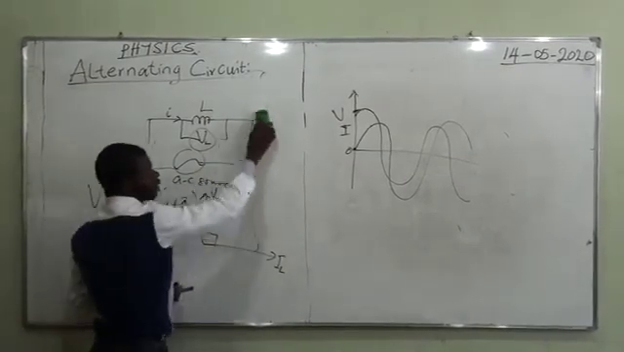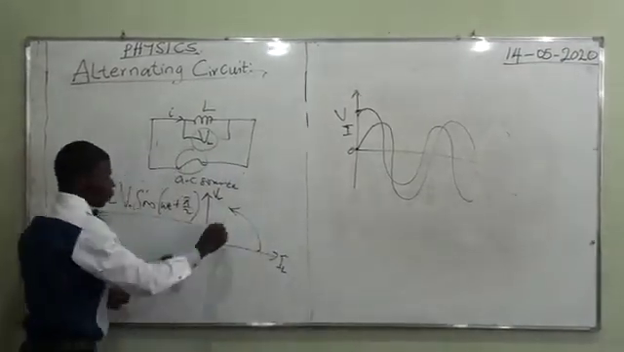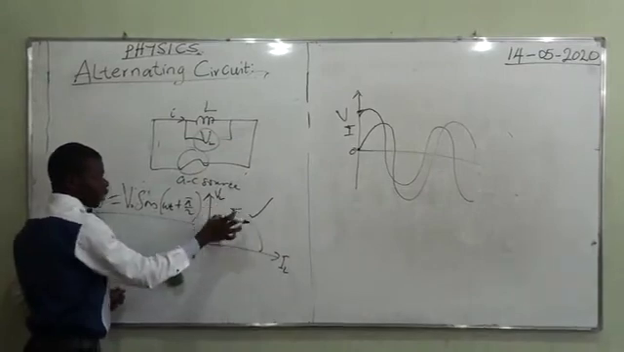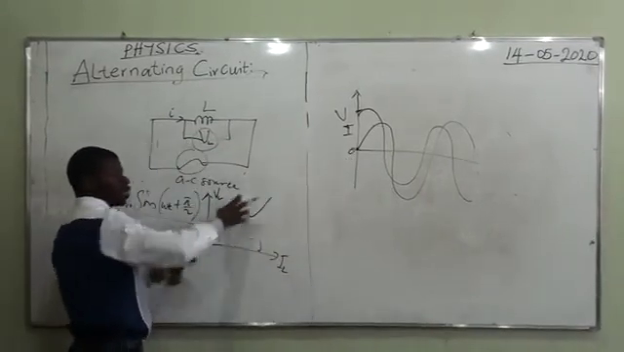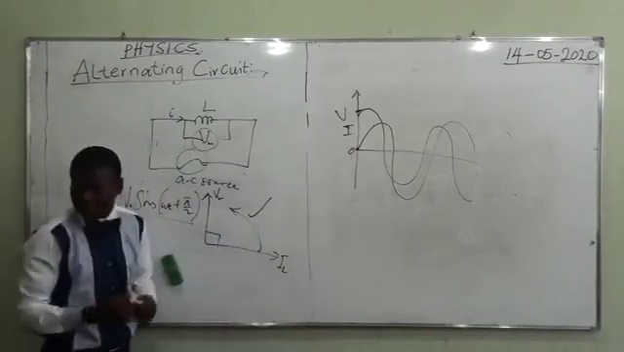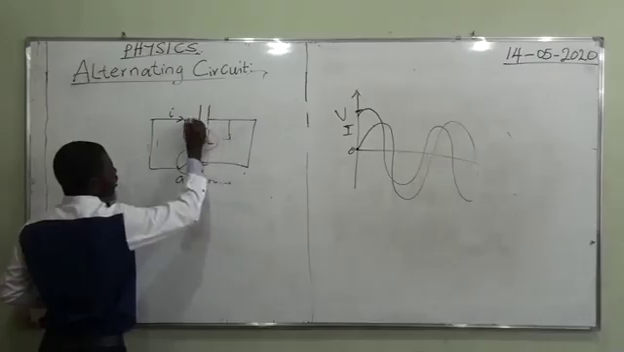Then sometimes the vector representation is equally good. So with this, we can explain this and this. They are the same thing. Just that this is the vector representation, this one is the phasor representation, but they are saying the same thing. Then you have an AC circuit that contains only a capacitor. This time around, you eliminate the inductor and put a capacitor. This is the symbol for capacitor, and you have this.